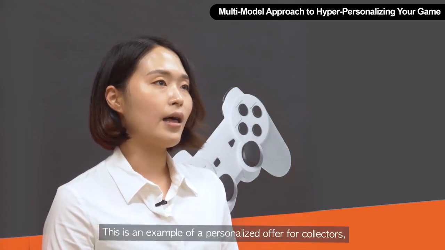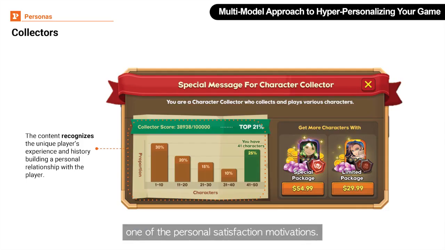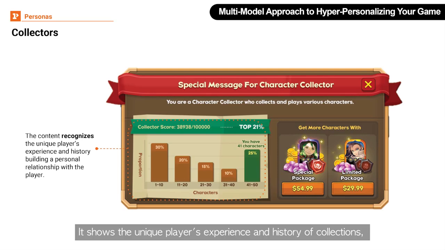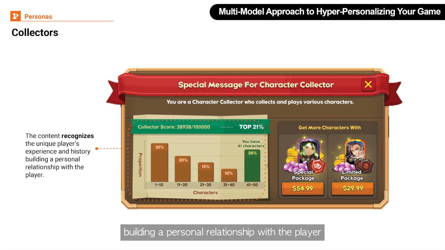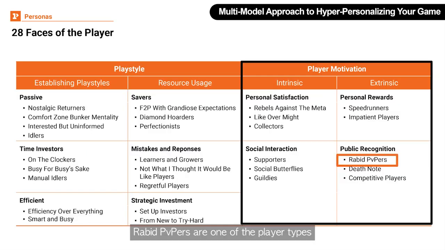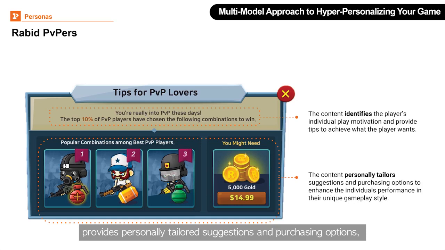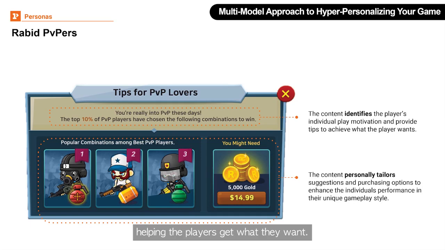This is an example of a personalized offer for collectors, one of the personal satisfaction motivations. It shows the unique player's experience and history of collection, building a personal relationship with the player. Rabbit PvPers are one of the player types whose motivations fall into the category of public recognition. In this example, hyper-personalized service provides personally tailored suggestions and purchasing options, helping the players get what they want.